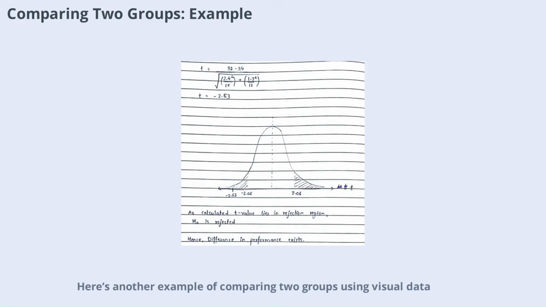Here's another example of comparing two groups using visual data. By plotting the distributions side by side, you can quickly spot differences in means, spread, and overall shape. This approach helps you understand whether the observed differences are likely to be statistically significant.